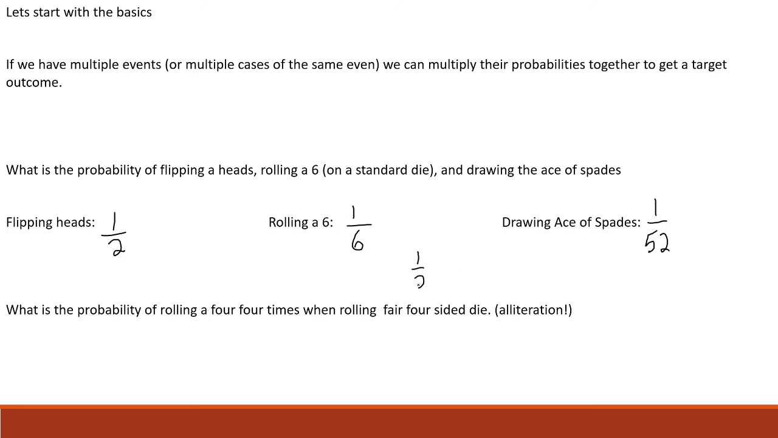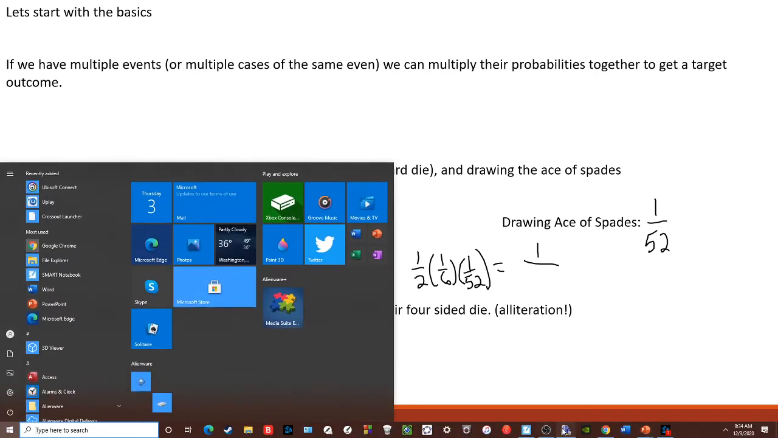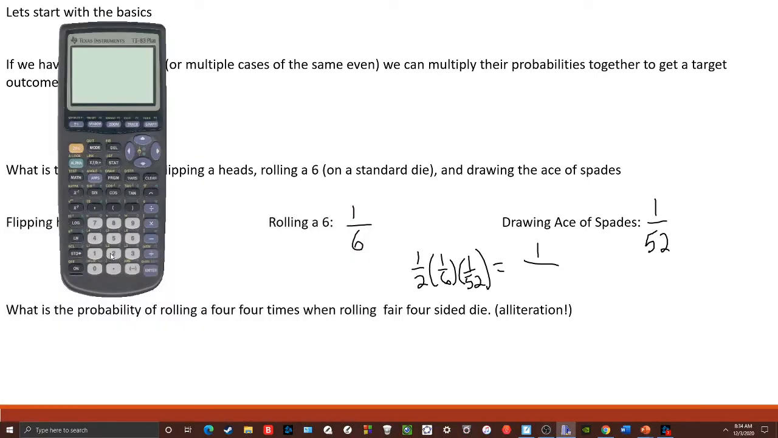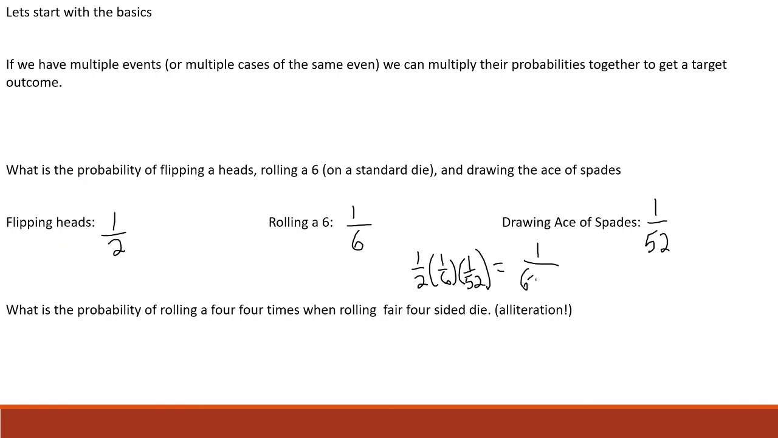So it'd be 1/2 times 1/6 times 1 over 52. I would just multiply the different probabilities together. So if you want to figure out the likelihood of different events, you simply multiply them together. So 2 times 6 times 52 is 624. So 1 out of 624, which is a pretty low percentage, but still a percentage.